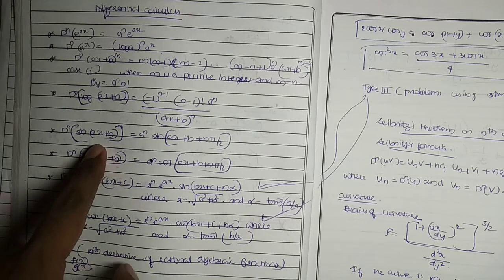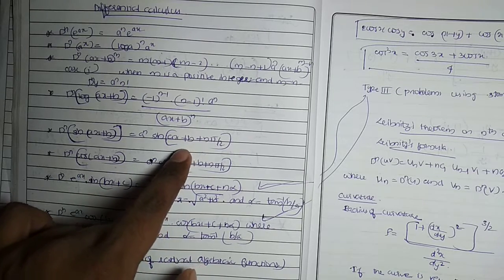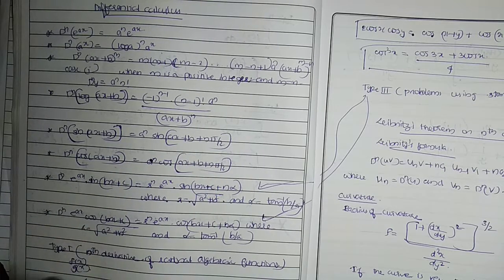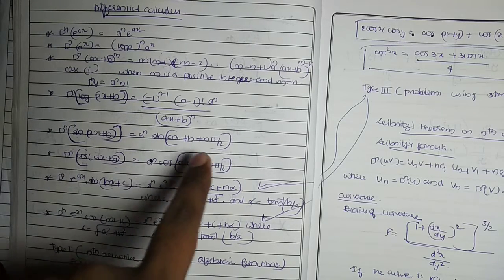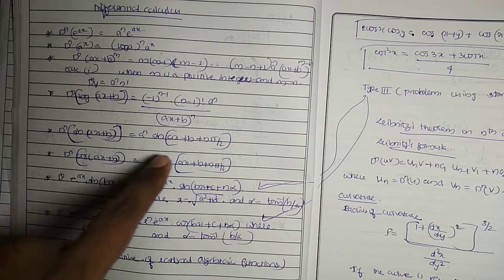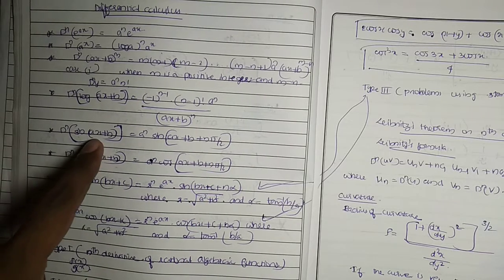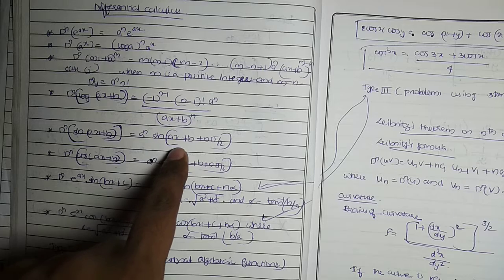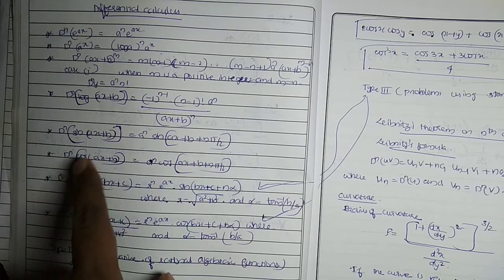The nth derivative of sine of ax plus b is equal to a raised to n into sine of ax plus b plus n pi by 2.